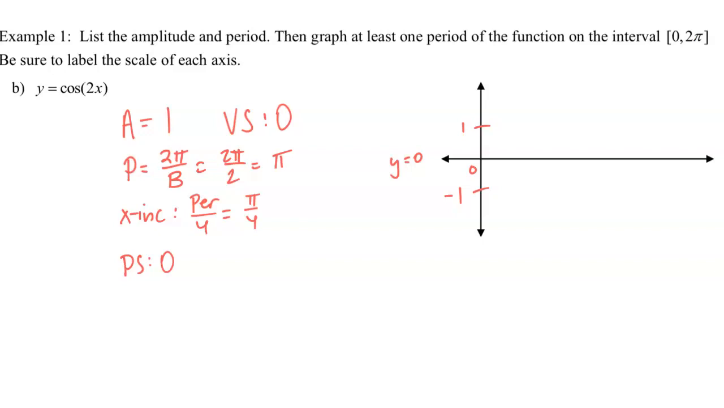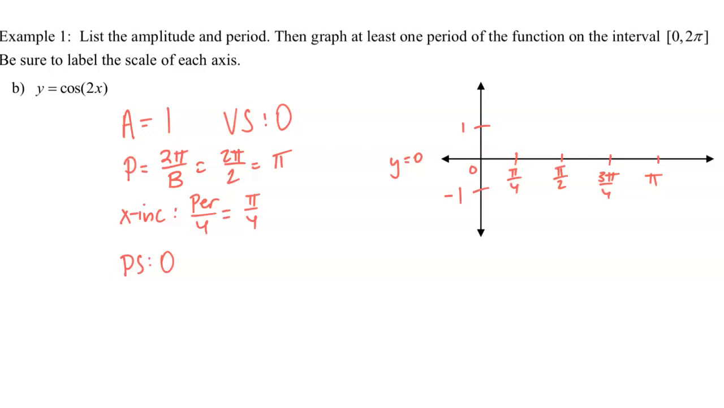And so 0 plus pi over 4 is going to be pi over 4. Pi over 4 plus pi over 4 is 2 pi over 4, which will reduce to pi over 2. But remember, this is 2 pi over 4. So when I take 2 pi over 4 and add another 1 pi over 4, that's going to get me to 3 pi divided by 4. And then finally, the last of my 5 points will be 4 pi over 4, which will reduce to pi.